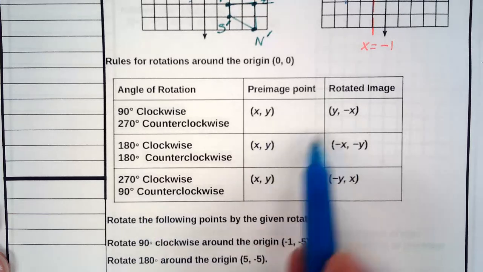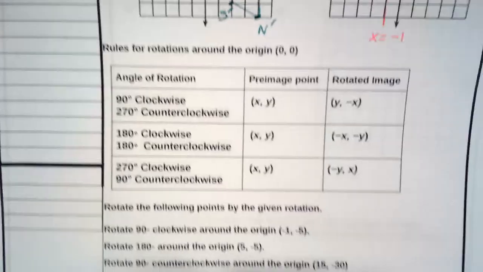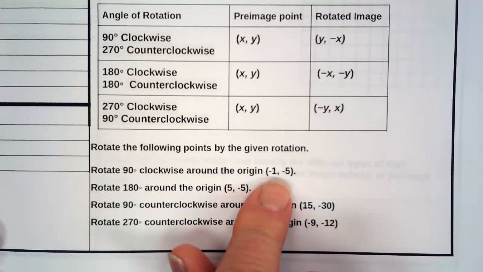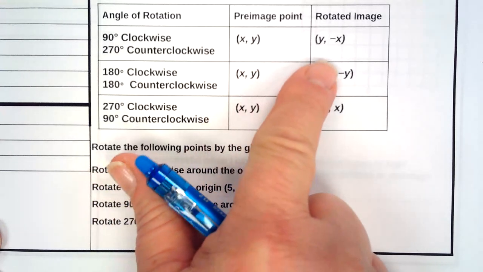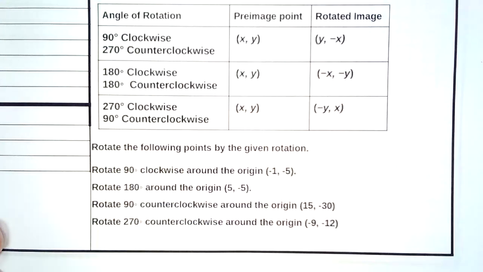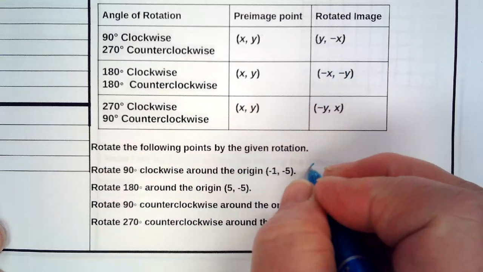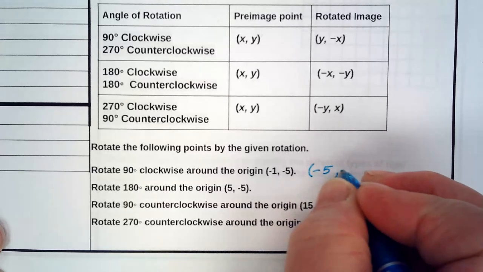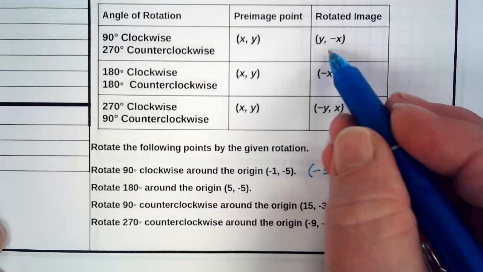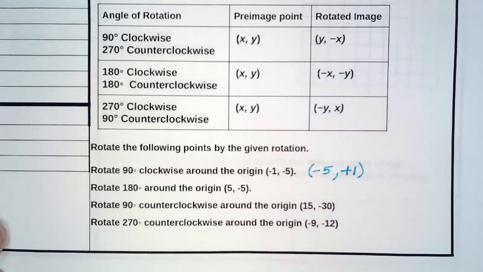And this is what you do. Here's your pre-image and here's your rotated image. So if I want to rotate the point -1, -5, 90 degrees clockwise, I'm using the first formula. That formula tells me I'm going to change y and x around. So y is -5 and x is -1. Switch them, change x to its opposite. So this becomes a +1.